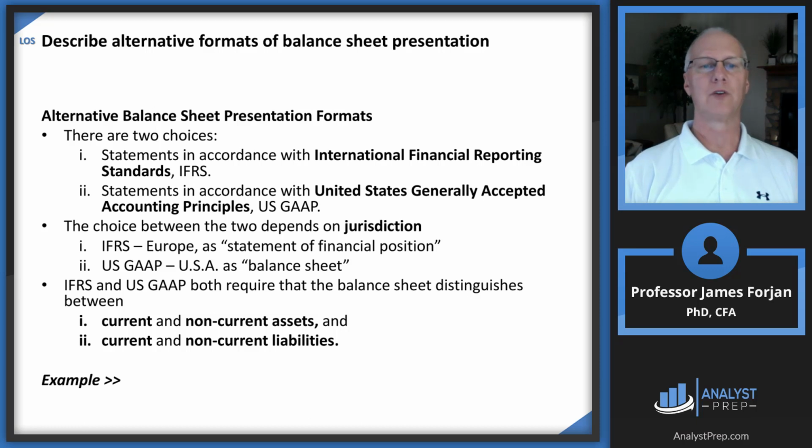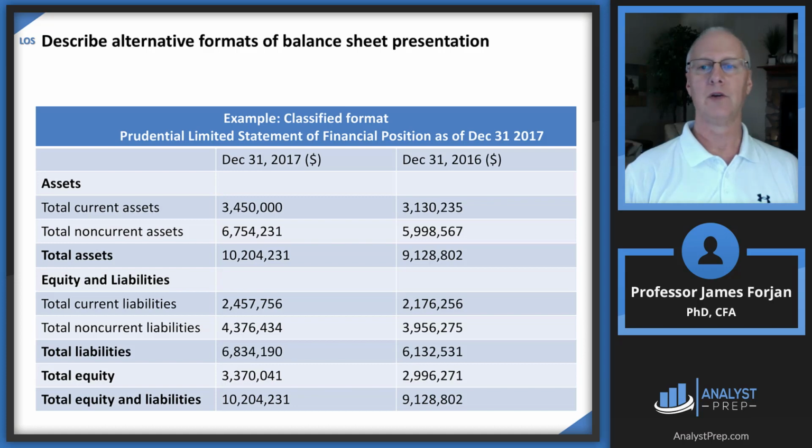Now, the International Financial Reporting Standards tells us that in Europe, this is called the Statement of Financial Position, while in the U.S. it's called the balance sheet. I always learned it as the balance sheet. That's what I always called it, but you guys need to make sure you can distinguish between the two. Both of them require you to distinguish between current and non-current assets and liabilities. And here's a good, just a generic example, Prudential Limited. Current assets, non-current assets, total assets, and then equities and liabilities.